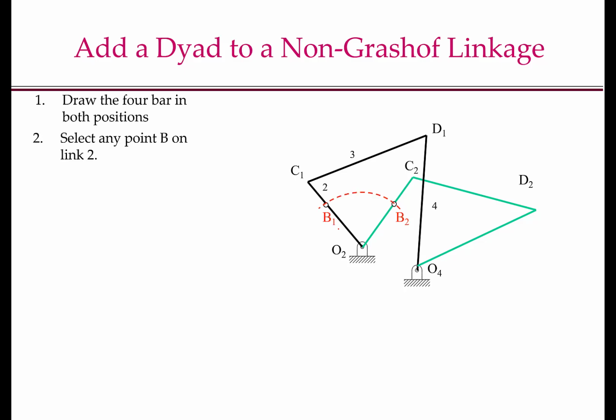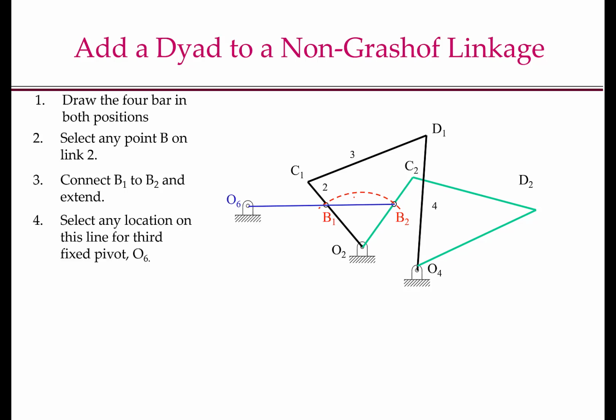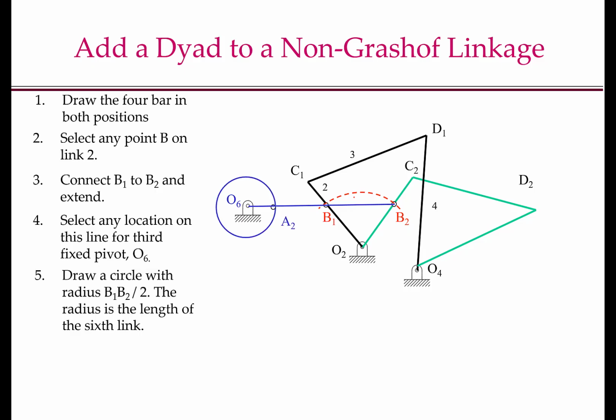Then we select any point B on the link 2, and B1 and B2 are the two positions of the point B at the two extreme positions of the link 2. We connect B1, B2 and extend. Any point on this line will be our other fixed pivot, and we call this O6. We draw a circle with radius B1B2 by 2 centered at O6. The radius of this circle is the crank, or the length of the sixth link.